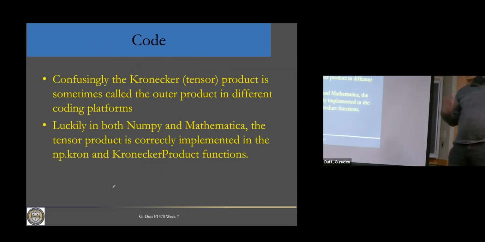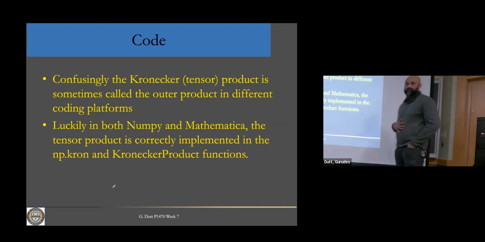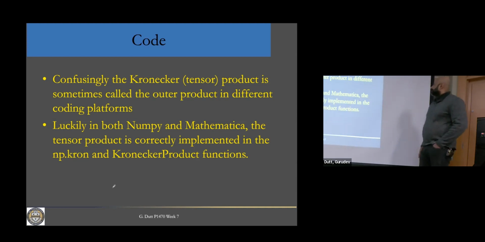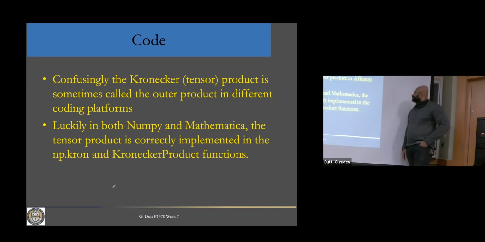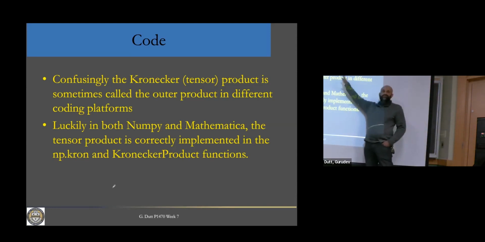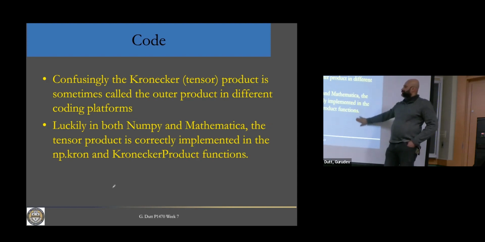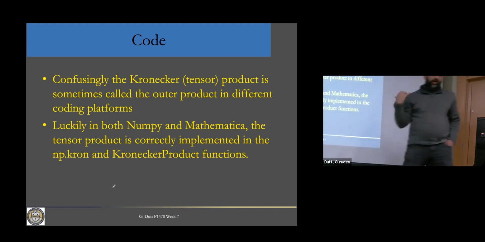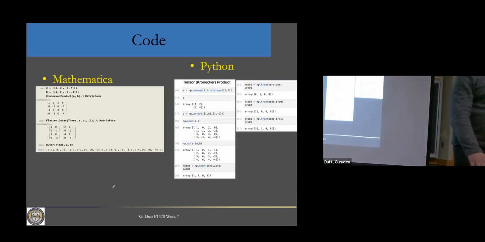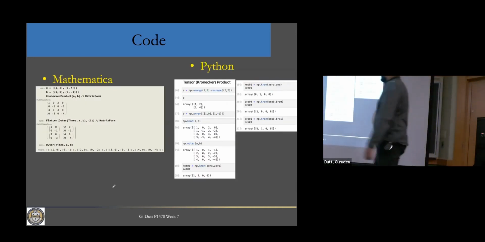As I said, it's often useful to just write this down in code. Confusingly, you might sometimes see in different coding platforms the Kronecker product called the outer product, but in linear algebra representation, we have to be careful. Luckily, both NumPy and Mathematica implement this correctly in the kron and KroneckerProduct functions. I didn't go through too much of the Mathematica code, but I can put it up again on the website.